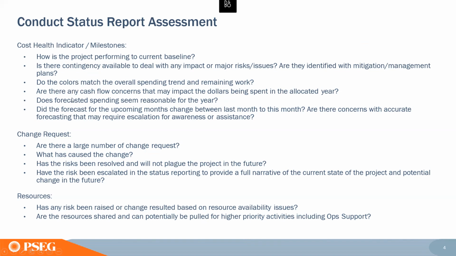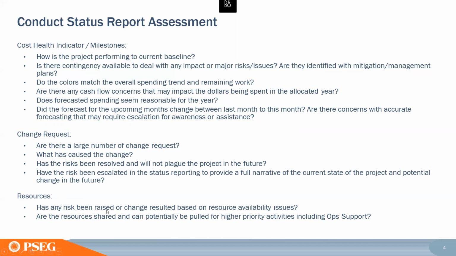Looking at your contingency, similar to the last one, does your overall color match? Are there any cash flow concerns? If you're thinking about your burn rate, is there potential you won't be able to finish it this year? Maybe you can go live this year, but you still need to do work next year to hypercare, close it out, all of that kind of stuff. Is any of that at risk that you want to have a conversation about?